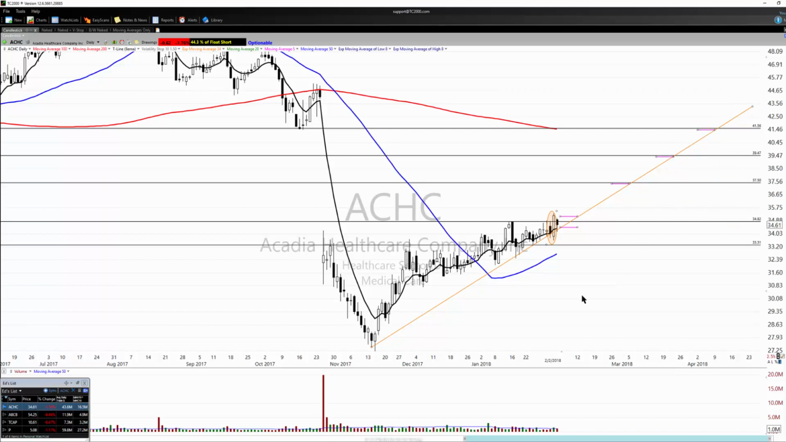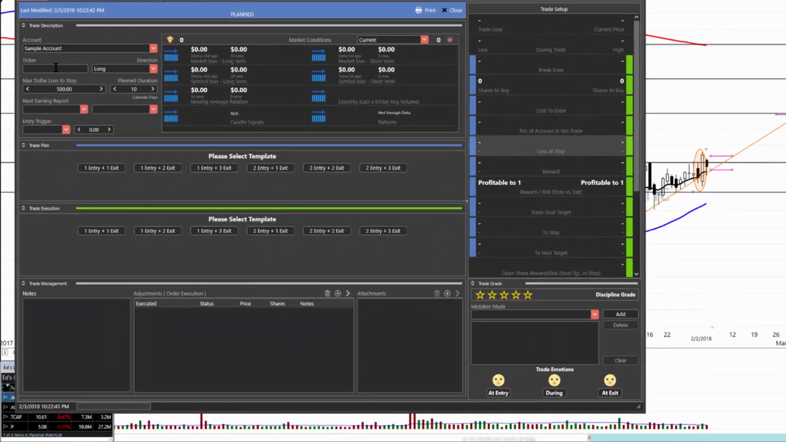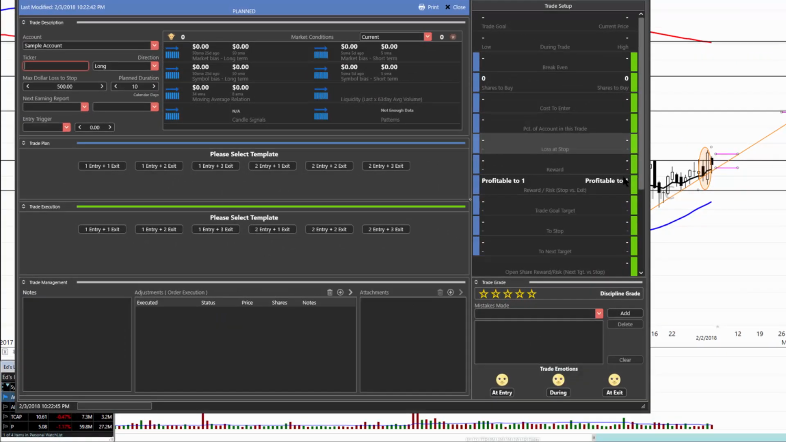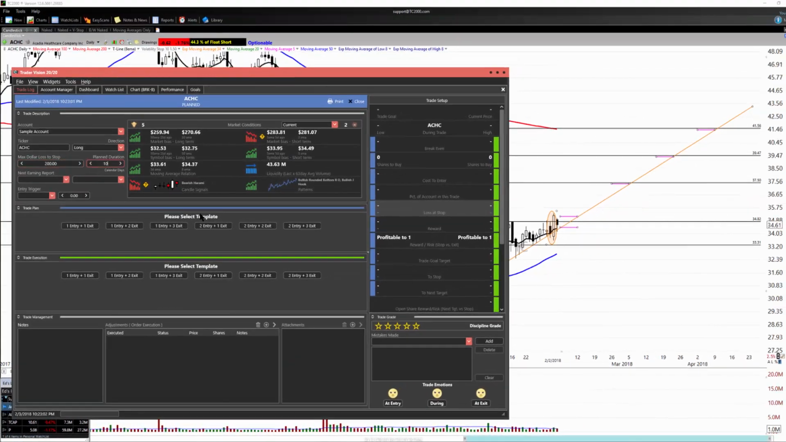So let's look at what the trade plan would look like. To create the trade plan, first we put in ACHC. And again, I'm going to lower. I'm a little more nervous about the market because of the recent downturn. So let's put in a $200 risk to the stop. That's all I'm willing to take. It tells us that we've got 5 bullish factors, but 2 bearish factors.